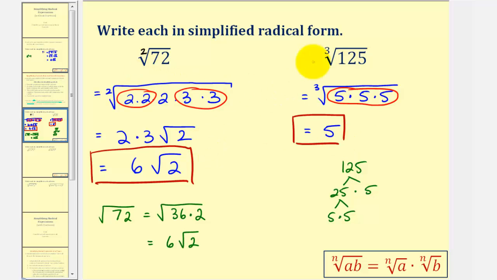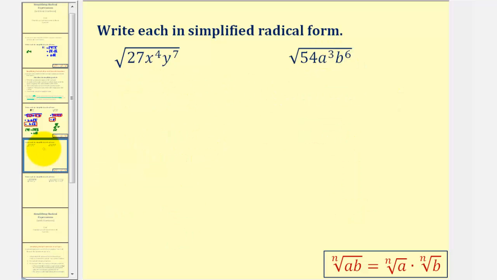Now let's take a look at some radicals that contain variables. Here we have the square root of 27 x to the 4th y to the 7th. Again, the index is 2. Let's write this out in prime factored form. So we'll have the square root of 27, which is equal to 3 times 3 times 3. X to the 4th means we have 4 factors of x. Y to the 7th means we have 7 factors of y.